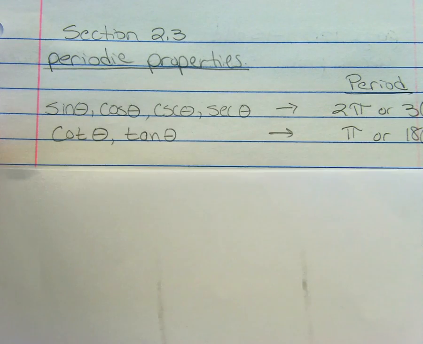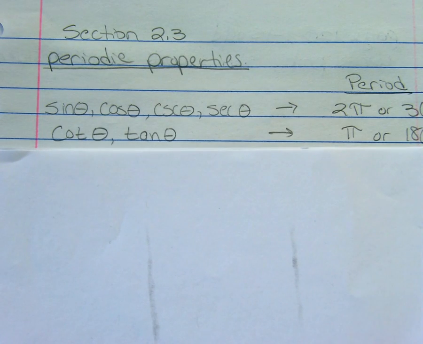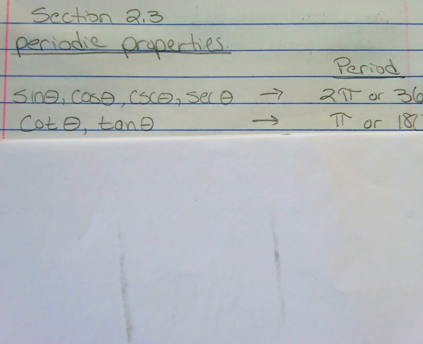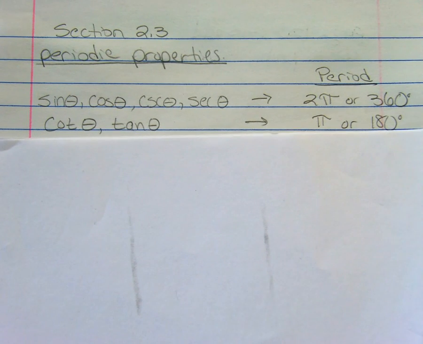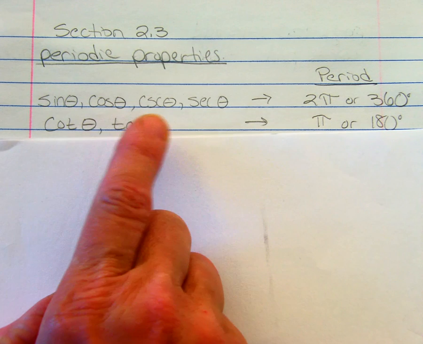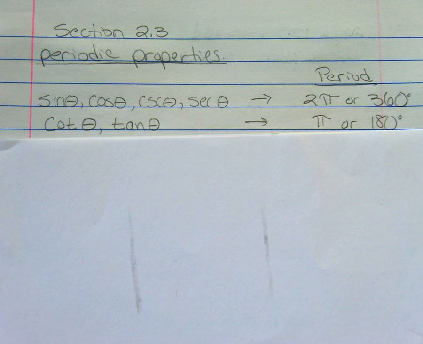So like I just said, section 2.3, the first part of it is review. You already know this stuff, so this would be a good time to hit pause and write this down, because I'm going to just start talking about it. Sine of theta, cosine theta, cosecant theta, secant of theta, their period is 2 pi or 360, which we just talked about the other day, about reducing them down in multiples of 360. Cotangent and tangent, of course, are our special cases where we need to reduce those down in multiples of 180 or pi.